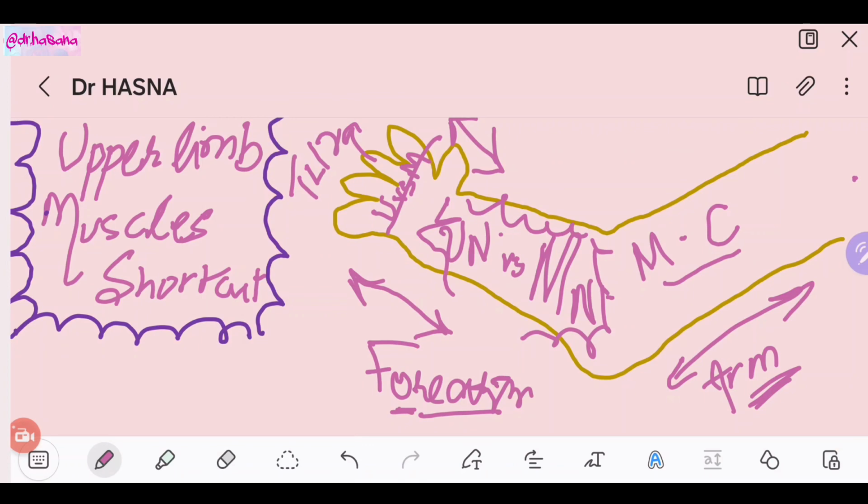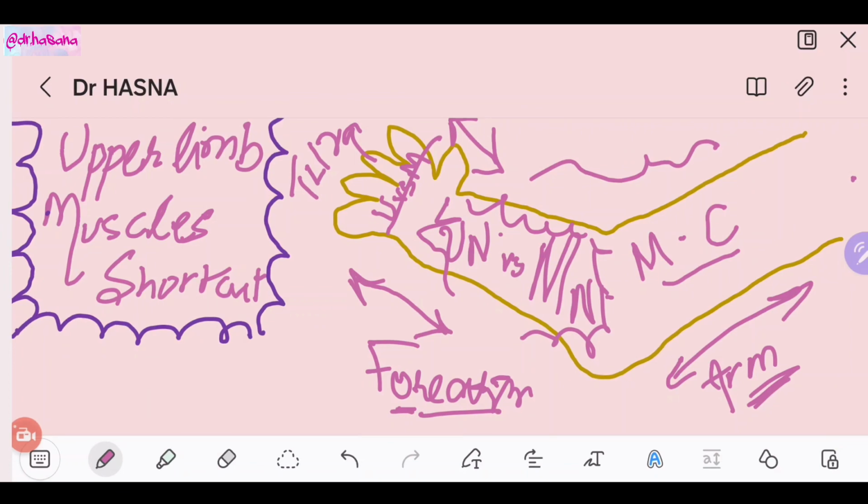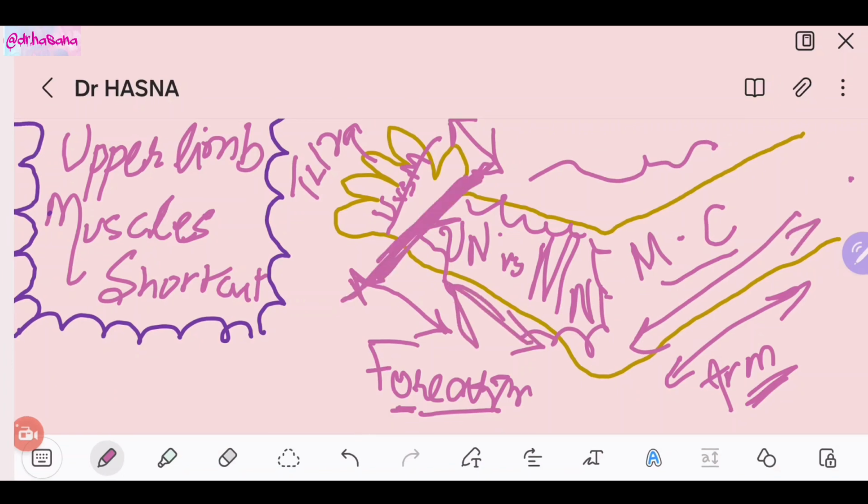Okay, now that we know a little bit of an idea of the anterior compartment of the arm, I just want you to remember that the posterior compartment of the arm, thank God, is a simpler compartment, and all you have to remember for that is that the entire posterior compartment will be supplied by the radial nerve. From the arm to the forearm, all are going to be supplied by the radial nerve. So guys, this is a basic shortcut of it.